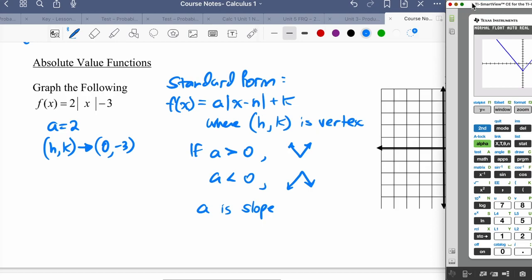Not everybody needs the extra detail that I'm about to show you, but if you do, then you know it's worth it. So I could rewrite this, just to get the (h, k), as f of x equals 2 times absolute value of x minus 0, minus 3, and just match that up with the standard form.